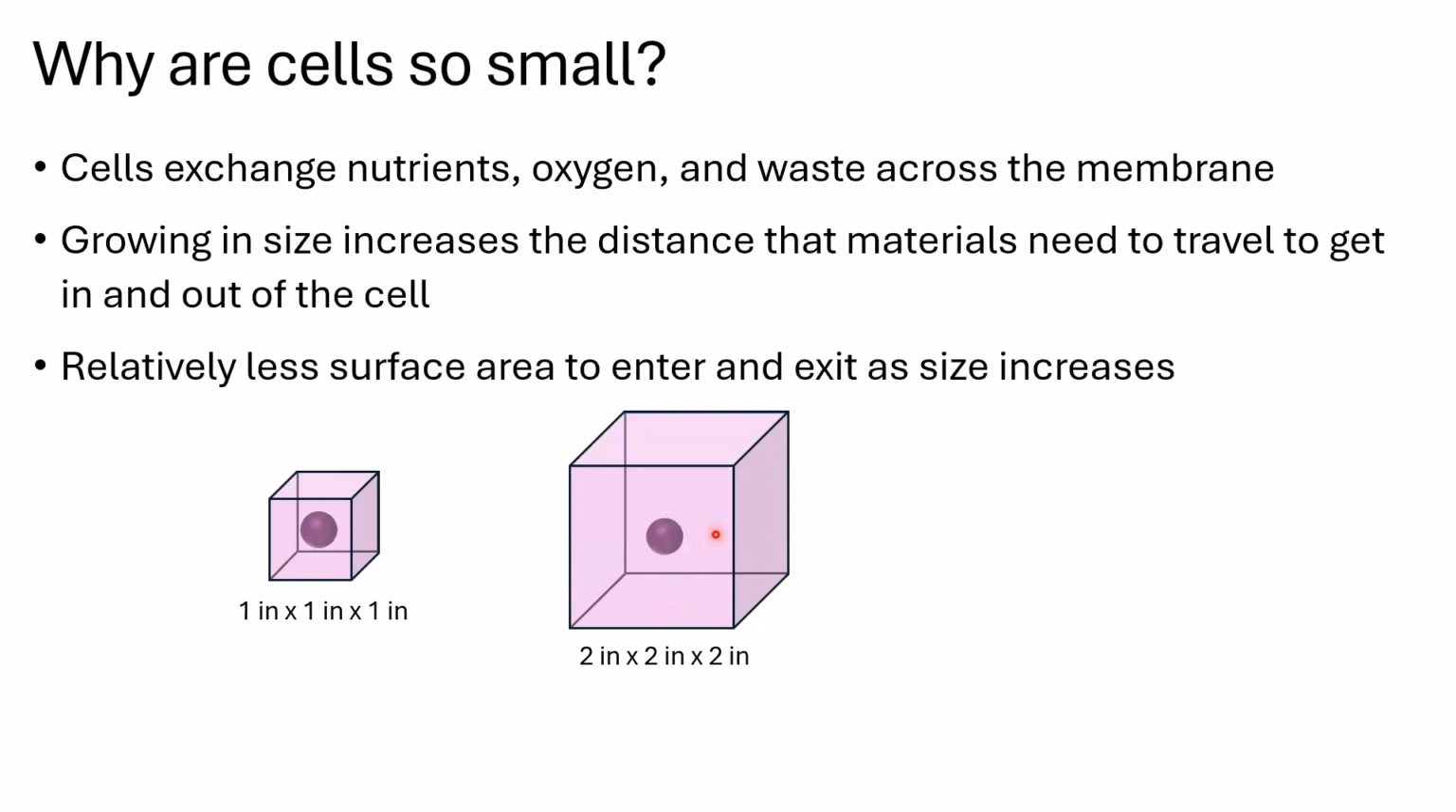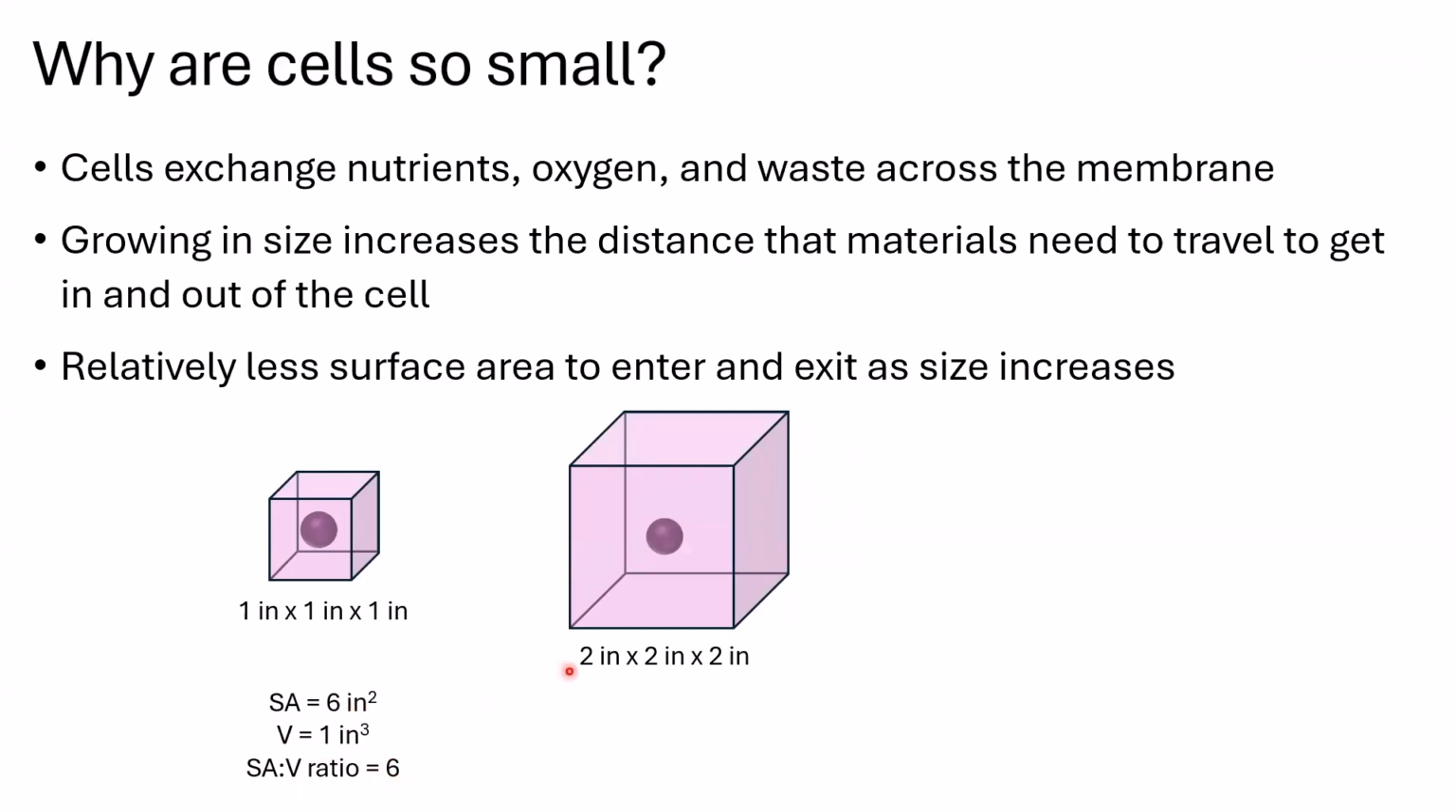Since nutrients, oxygen, and waste are exchanged with the plasma membrane, the surface area of the plasma membrane is also important, because more surface area allows for better absorption and excretion. However, as size increases, surface area decreases relative to the volume. Going back to the 1-inch cube as an example, the surface area, abbreviated as SA, is 6 square inches. The volume, abbreviated as V, is 1 cubic inch. The surface area to volume ratio is 6 divided by 1, which gives us 6.